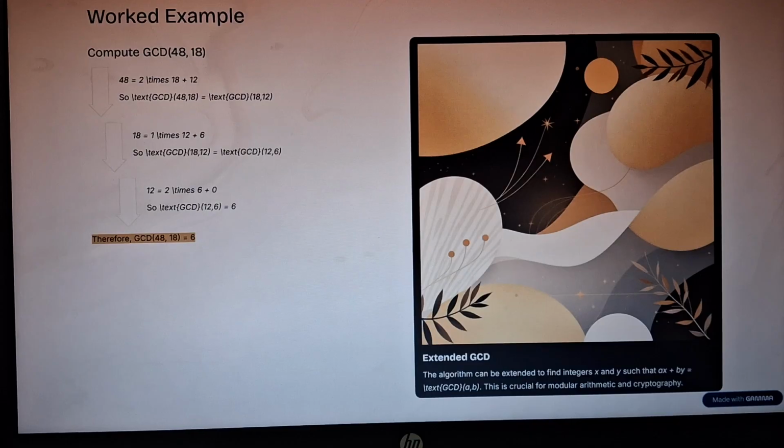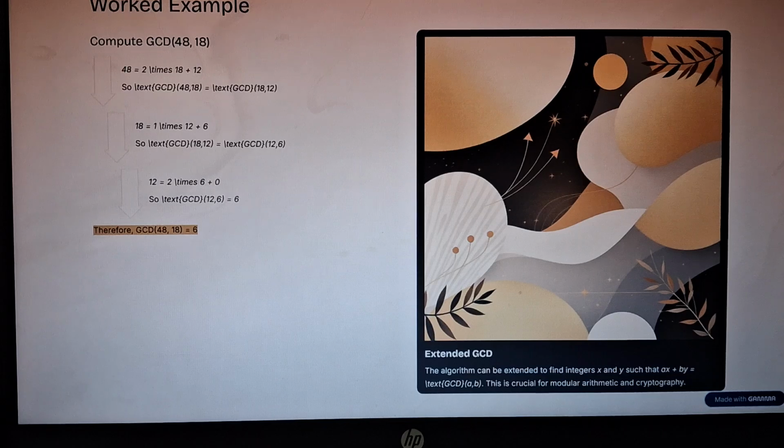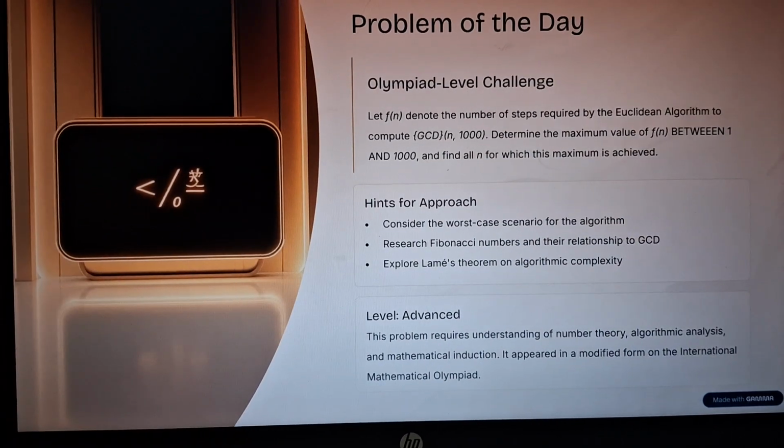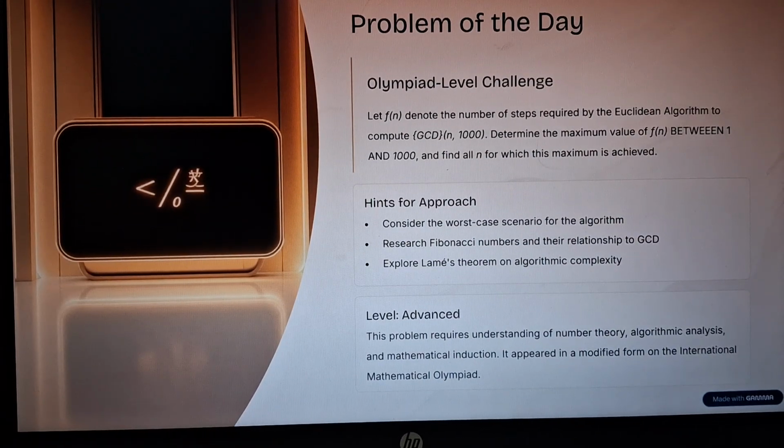Now my friends, you might be thinking, oh Ryzen Fox, this was a very easy example. So for you guys, and all the math enthusiasts, I have got a very nice problem. This is an Olympiad level problem. Let's see if you can find out its solution. This is the problem of the day, or rather the problem of this video. This is an Olympiad level challenge.